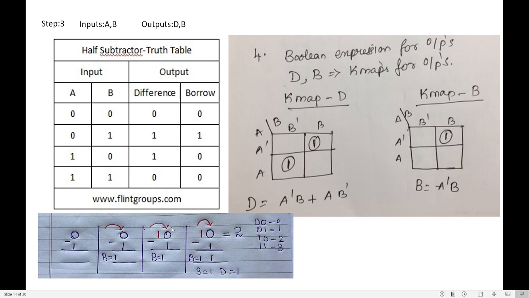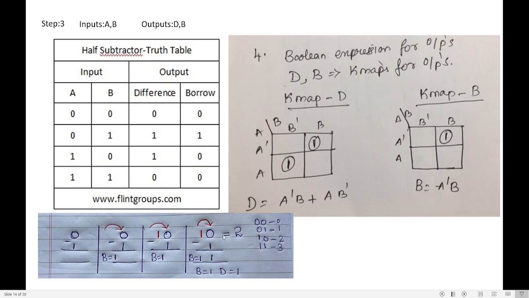What is the next step? I'm going to borrow 1 from it. So I have written 1. So 1 0 is nothing but 2. You know 0 0 is 0, 0 1 is 1, 1 0 is 2. So 2 minus 1 is nothing but 1. So my difference is 1. That is why when I subtract 0 minus 1, my borrow is 1 and my difference is 1. I have written 1 and 1.